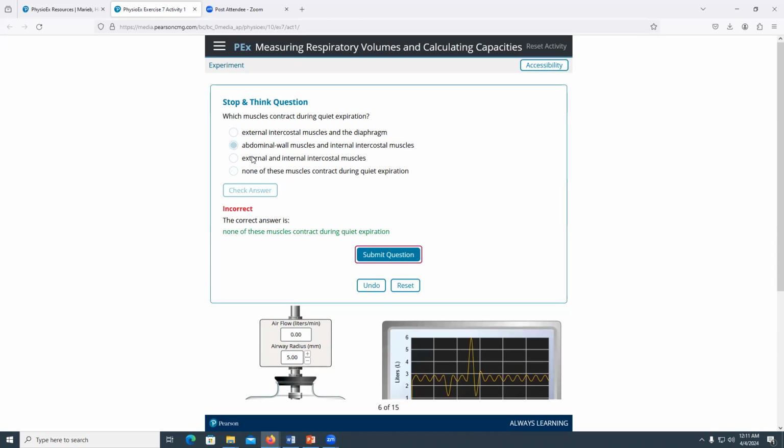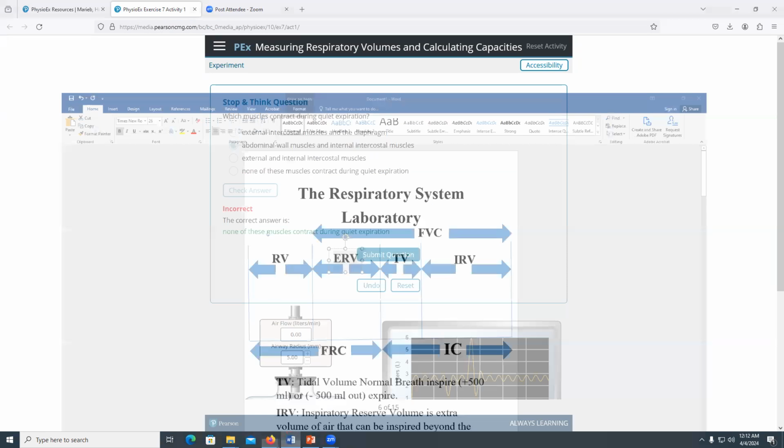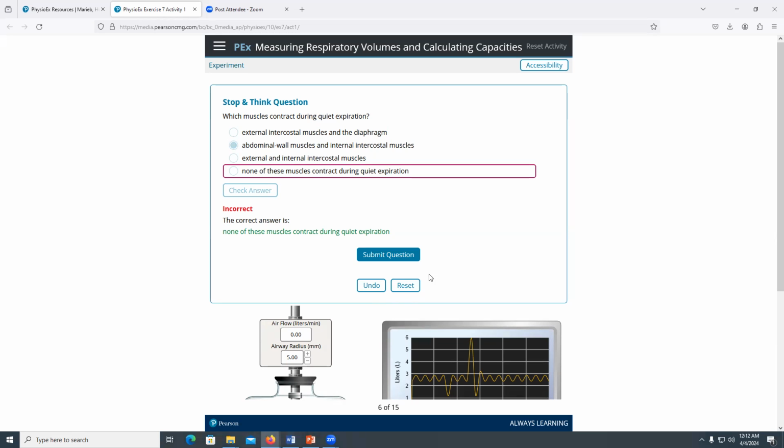So this sounds like which muscles contract during quiet expiration. I'm sorry, this is quiet expiration. So none of the muscles contract during quiet expiration. In quiet expiration, the passive diaphragm is responsible. But when I'm doing my forced expiration, it is my abdominal wall muscles and my internal intercostal muscles. They are the ones who contract and force out the air when I am doing the expiratory reserve volume, when I'm expiring everything out. That is with the additional help of my internal intercostal muscles and abdominal wall muscles.